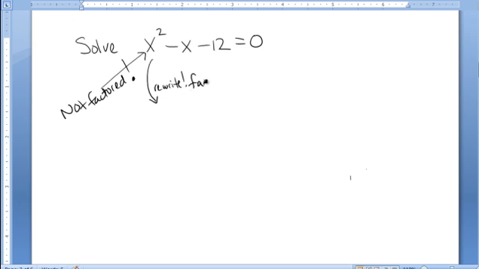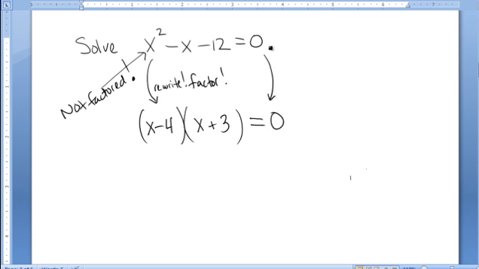I'm going to rewrite it by factoring it. I'm looking for two numbers that multiply to negative 12 and at the same time add up to negative 1. That would be negative 4 and positive 3. So what I've done here is I've rewritten the original equation. x squared minus x minus 12 equals 0 is the same thing as saying x minus 4 times x plus 3 equals 0.